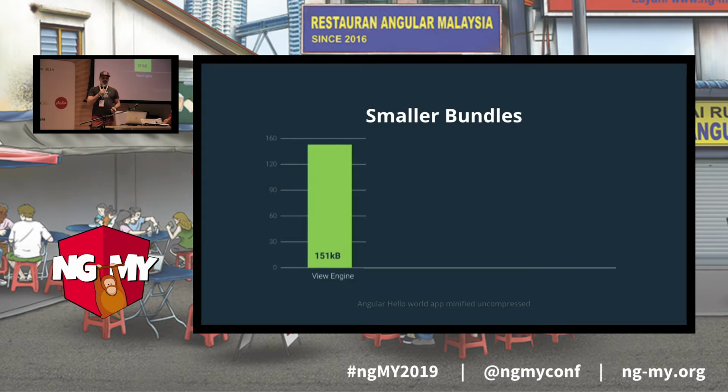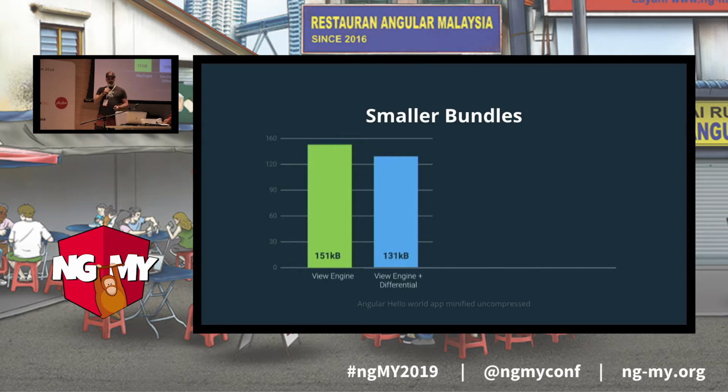So let's talk a little bit more about smaller bundles. This is an Angular Hello World application, which is minified and uncompressed. And this is using version 2 of the renderer, which is the View Engine. This is now 151 kilobytes. So let's see what other options we have. If we are using the differential loading, which is these different bundles for modern browsers and browsers using ECMAScript 5, we can see that we can save some space and make the bundle smaller.